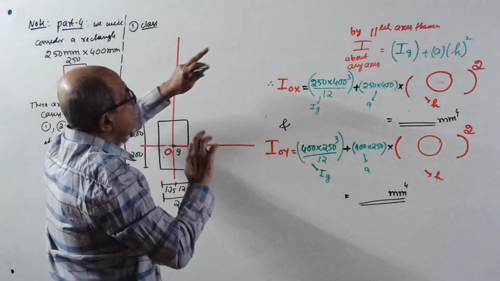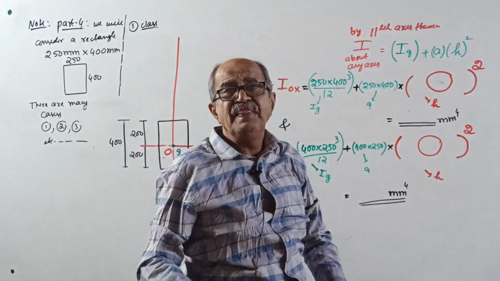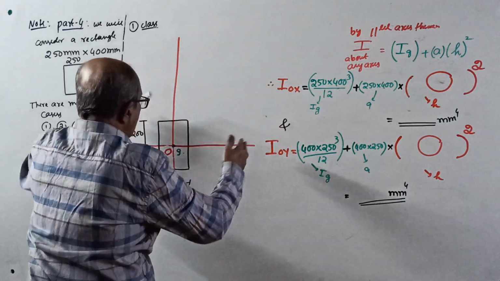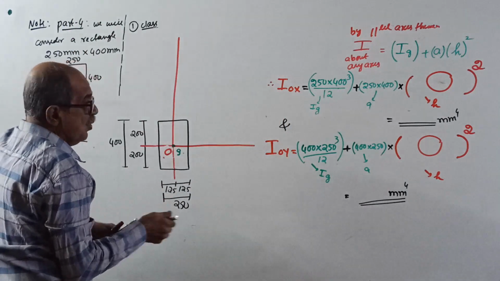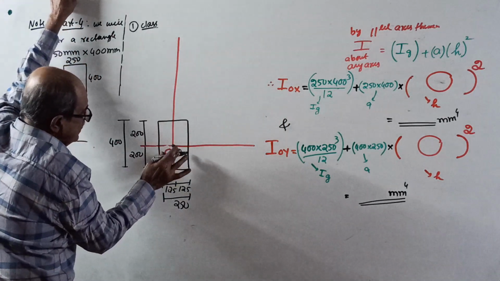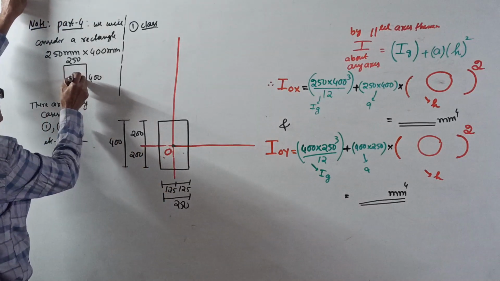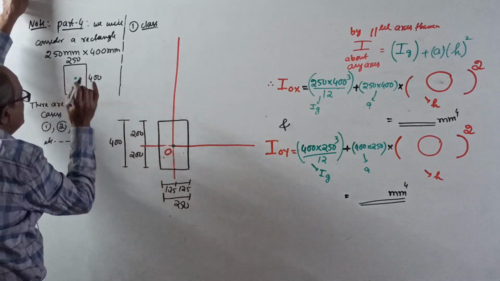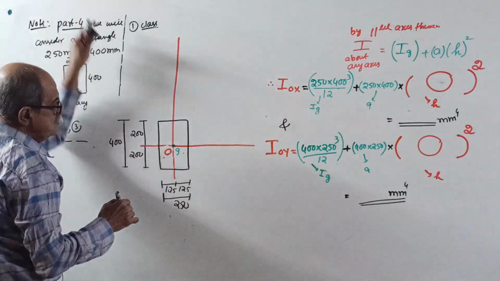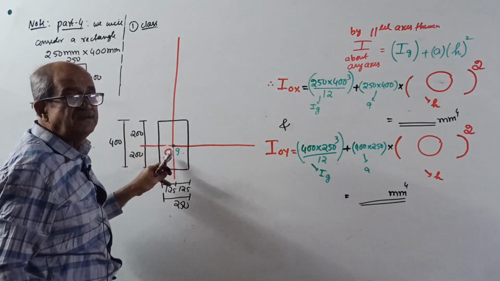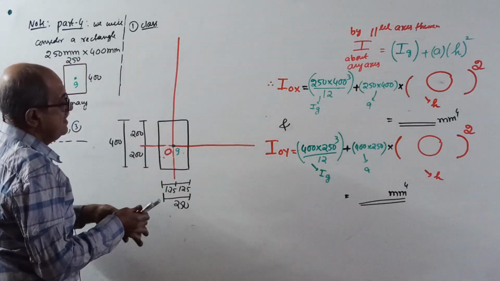By parallel axis theorem, I about any axis is Ig plus A h square. See correctly, I about OX axis. First mark the centroid, whatever is the centroid of this cross section. This is G. The centroid G will coincide with O.